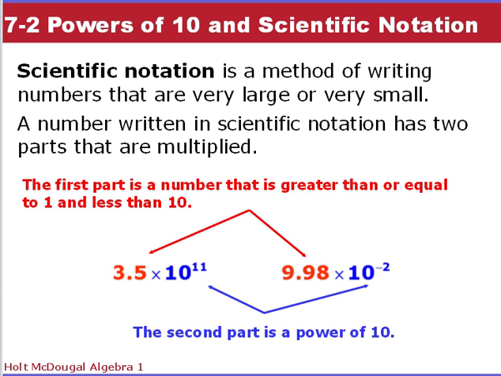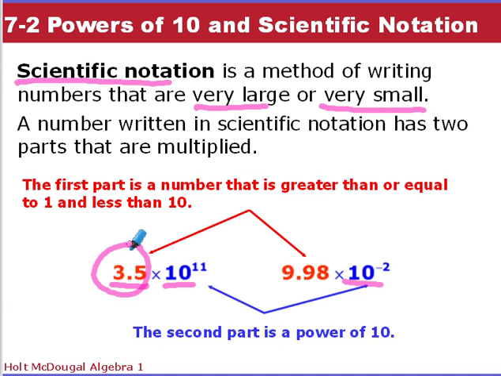Scientific notation. This should be a review from your science classes. Scientific notation is a method of writing either numbers that are very large or very small, and it's going to allow you to do operations with it. It has two parts. The first part is a number that has to be greater than or equal to 1, but less than 10. And the second part is going to be your power of 10. So 3.5 is greater than or equal to 1, but less than 10, and 9.98 is greater than or equal to 1, but less than 10. So those are the parts of scientific notation.